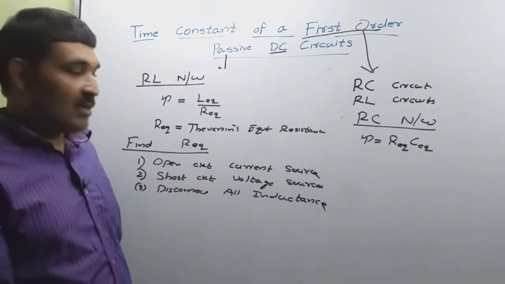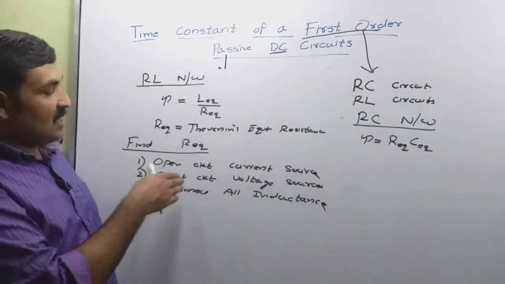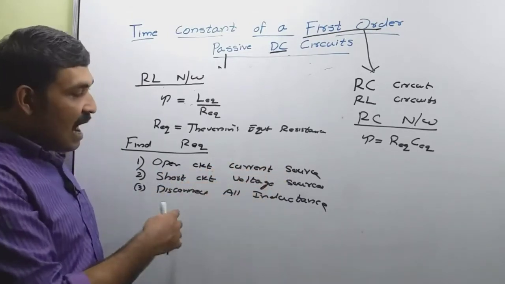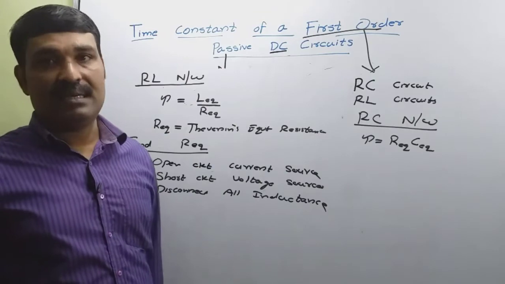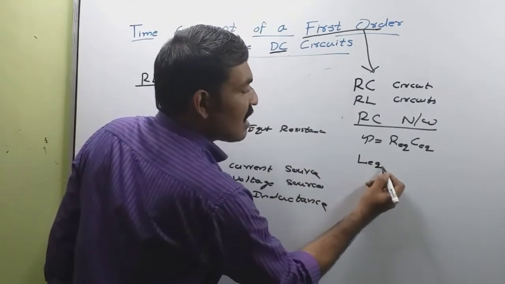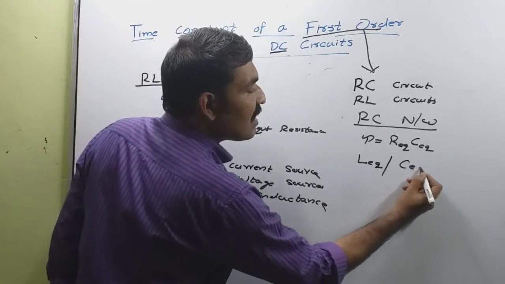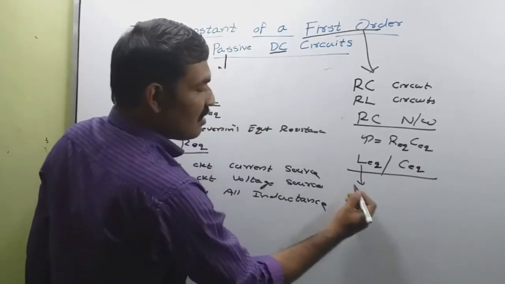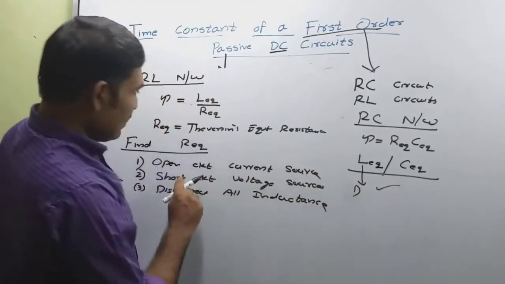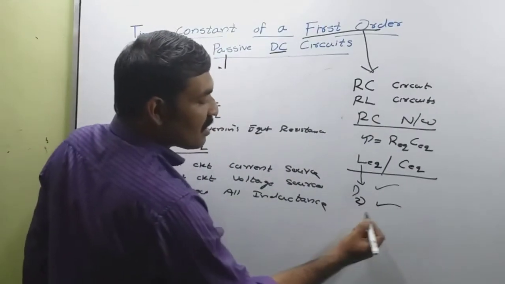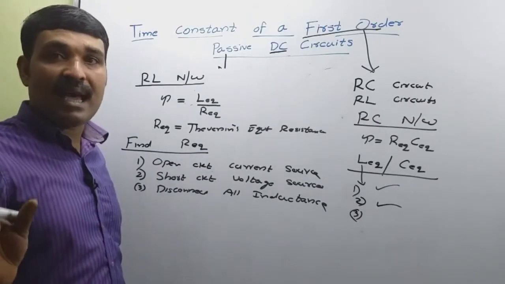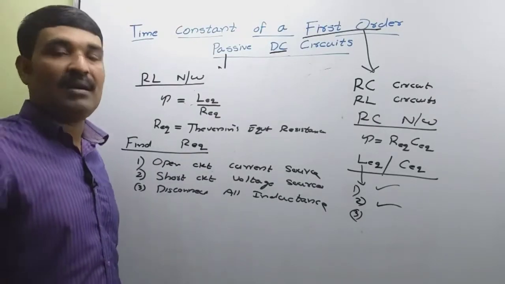For an RC network, the steps are the same. That is, we open circuit the current source, short circuit the voltage source, and disconnect all capacitance. And for finding L equivalent and C equivalent, the first step is the same, and the second step is also the same, and the third step is disconnect all resistance and find either L or capacitance.